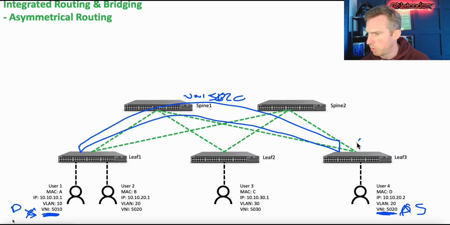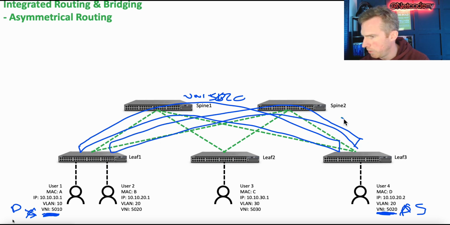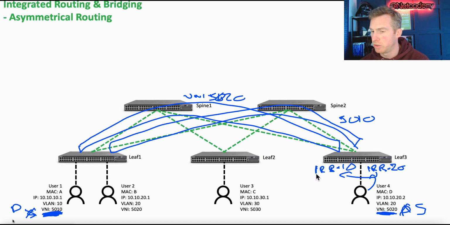Well, at this point, we could have a separate tunnel going across the network where we actually go through spine 2, and that would go through the VNI tunnel of 5010 because the destination is in 5010, and leaf 3 will route it after it's done the bridging through the MAC-VRF. It will then route it from IRB.20 over to IRB.10 before actually forwarding that traffic onto the destination user 1.